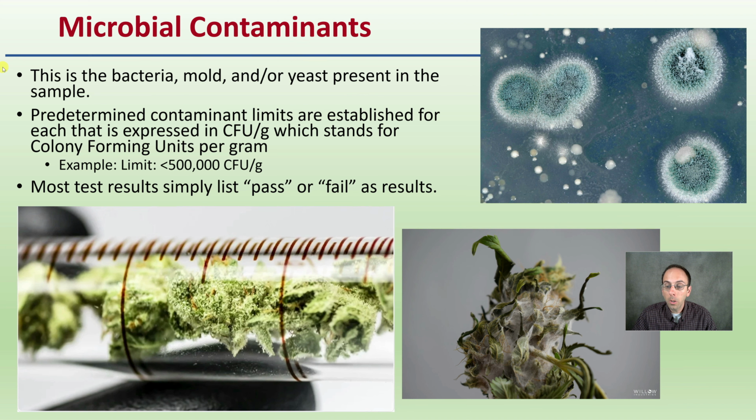Then we have microbial contaminations. So this is the bacteria, mold, and or yeast present in the sample. Predetermined contaminant limits are established for each, expressed in what's called CFU/g, which stands for colony forming units per gram. An example limit would be less than 500,000 CFUs per gram, just as a random example there.